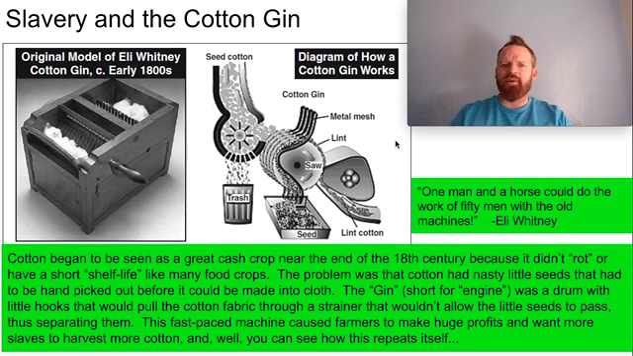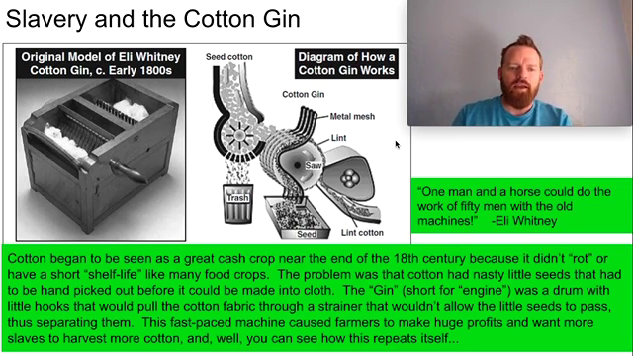Well, let's look a little bit into the history of what's going on here. Slavery and the cotton gin. On the left, you see an image that's roughly an early model of what Eli Whitney's cotton gin would have been. And then on the right, you kind of see an image of how it actually works. Eli Whitney himself said, talking about his invention, one man and a horse could do the work of 50 men with the old machines. So he's talking about how his machine can do the work of 50 men compared to before his machine.